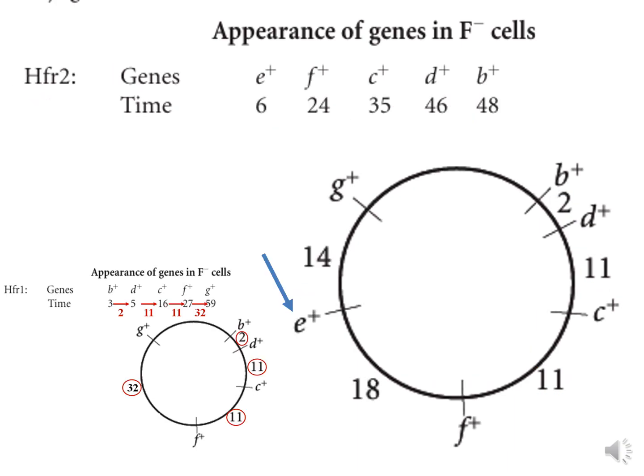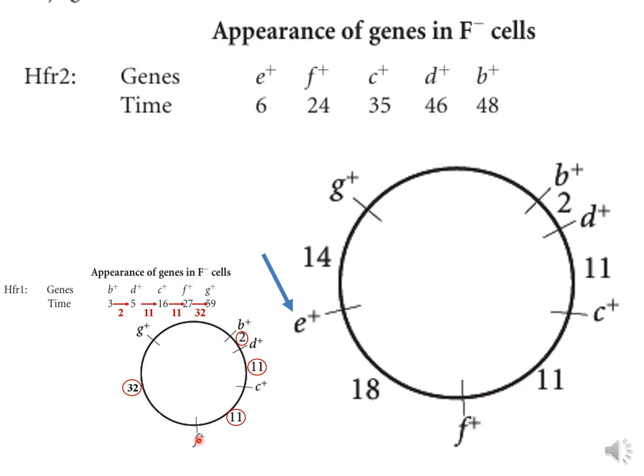Now it's time to look at the second strain. The second strain is HFR2. So I have put the first map for reference at the bottom of the slide, and now we will start working with the circular map, and this time E is the starting point, and from the time of entry till the appearance of E the time is 6 minutes. And then look at the next gene which is shown, and it is F, and it is a kind of surprise because for our HFR1 E was not there, but there was F.